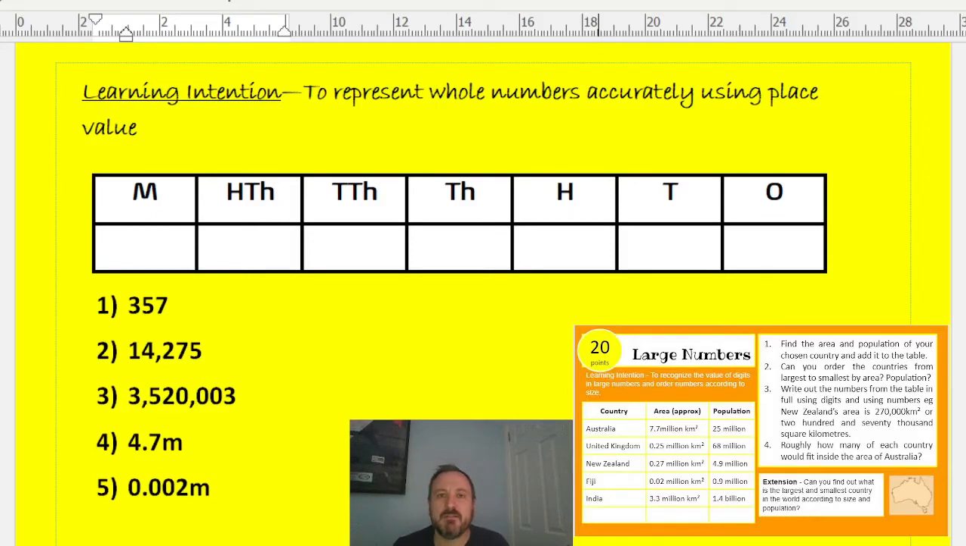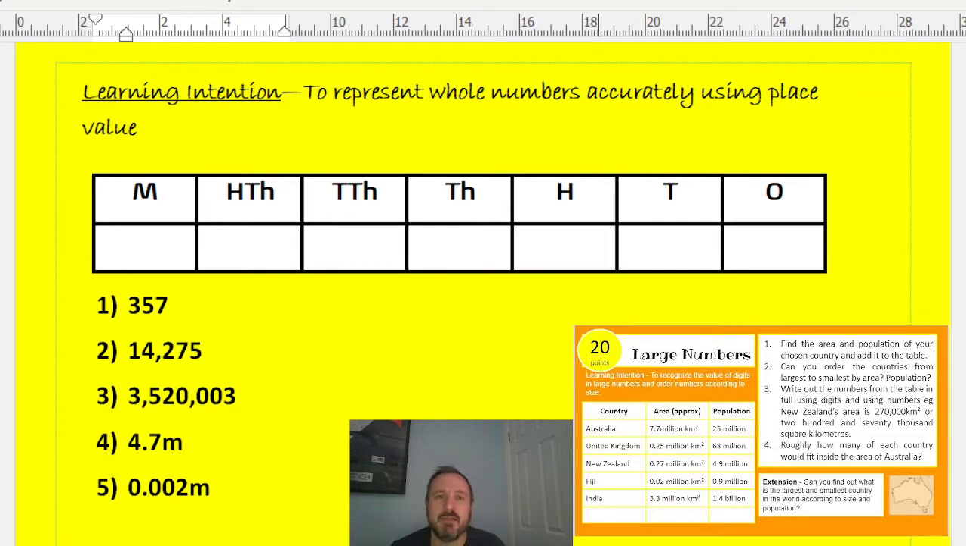So my video today is just to help you through the large numbers slide from the project based learning for week 7. There were some pretty tricky numbers on there, working with population and area of countries. So I thought I'd give you some help in writing those numbers out properly and understanding what they're worth. So I'm going to show you some examples with the place value chart to help you represent the whole numbers accurately using place value. We're going to start with some hopefully easy ones, and then we'll work up towards numbers like the ones that are on the sheet.